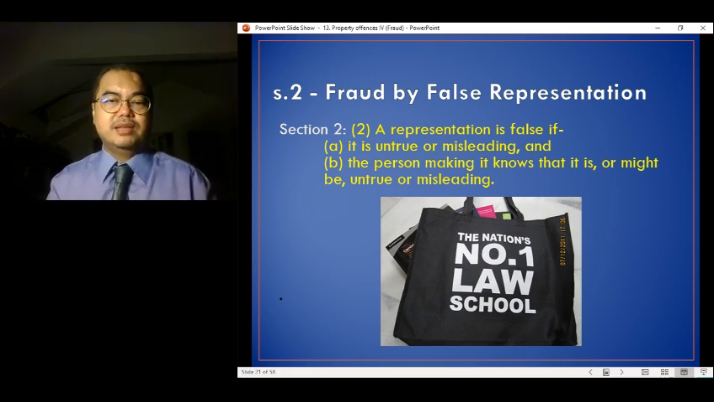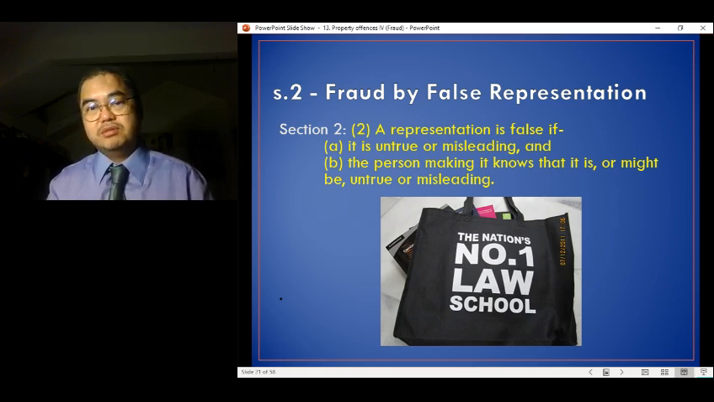So, for example, this particular institution claims that they are the nation's number one law school. Is it true? Is it misleading? Do you think it can amount to a false representation or not? Because arguably they could say that we say it's number one, but we didn't say number one in what, right? So it may not be untrue, but could it have been misleading? That's the tricky part there.